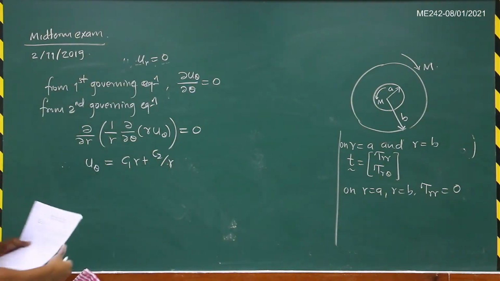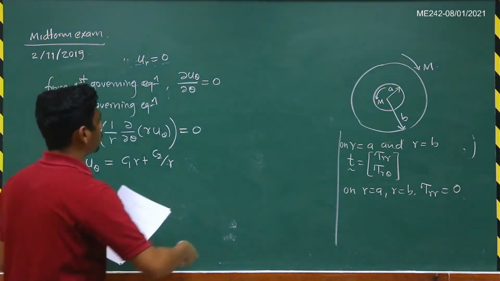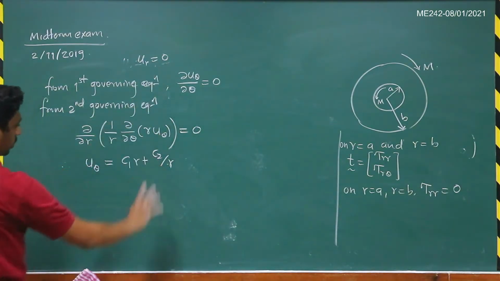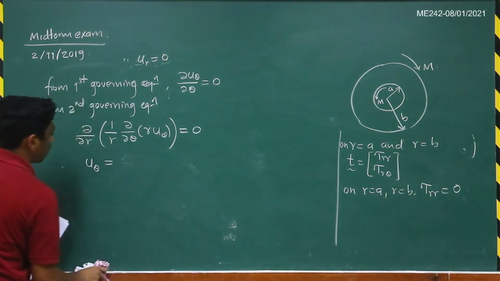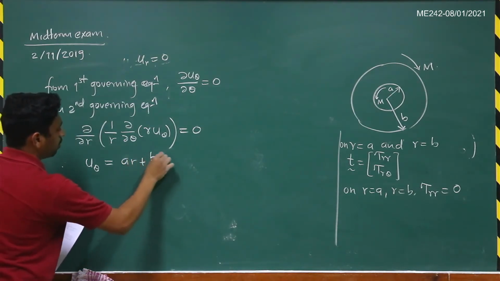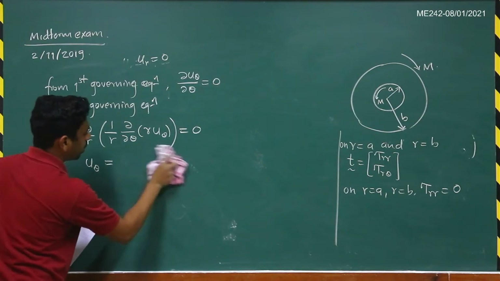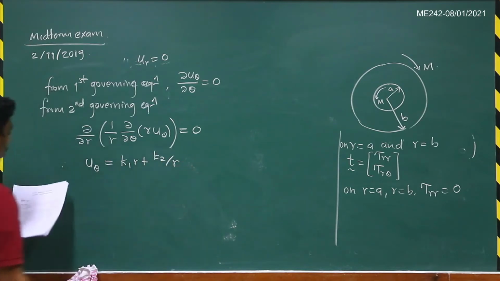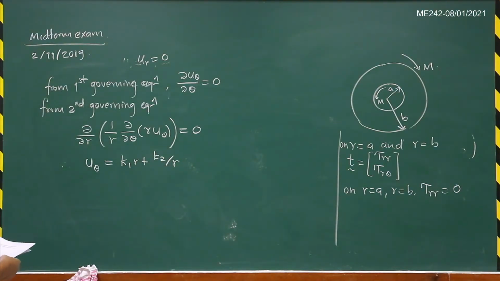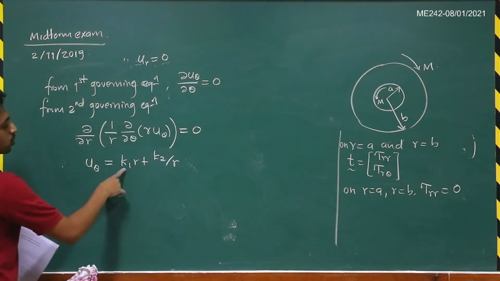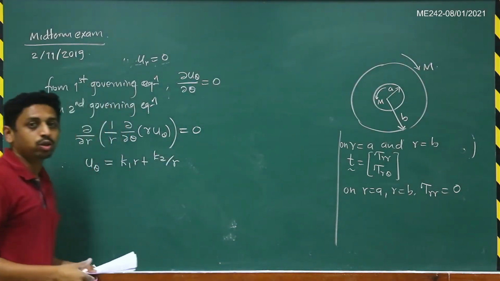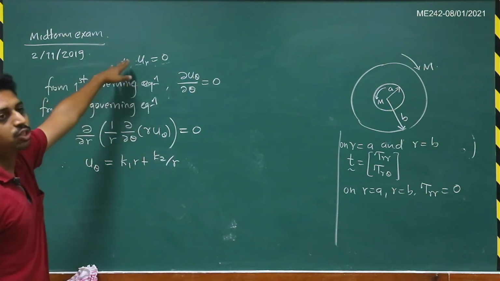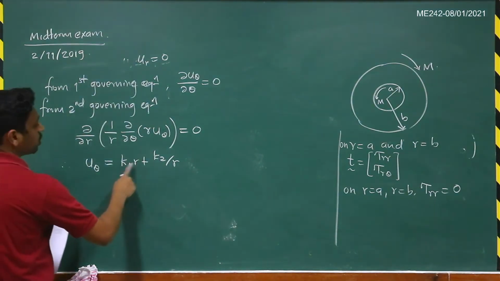Now these constants are different from whatever is given in the expression for u_r, that is C1 cos theta + C2 sin theta. Since a and b are used for the radii, we'll use k1 r plus k2 over r. So we have got this expression for u_theta. Now we have to find these constants k1 and k2. As we have already found the constant C3, and C1 and C2 we have already removed on the basis of symmetry of the problem, now we have to decide on k1 and k2.